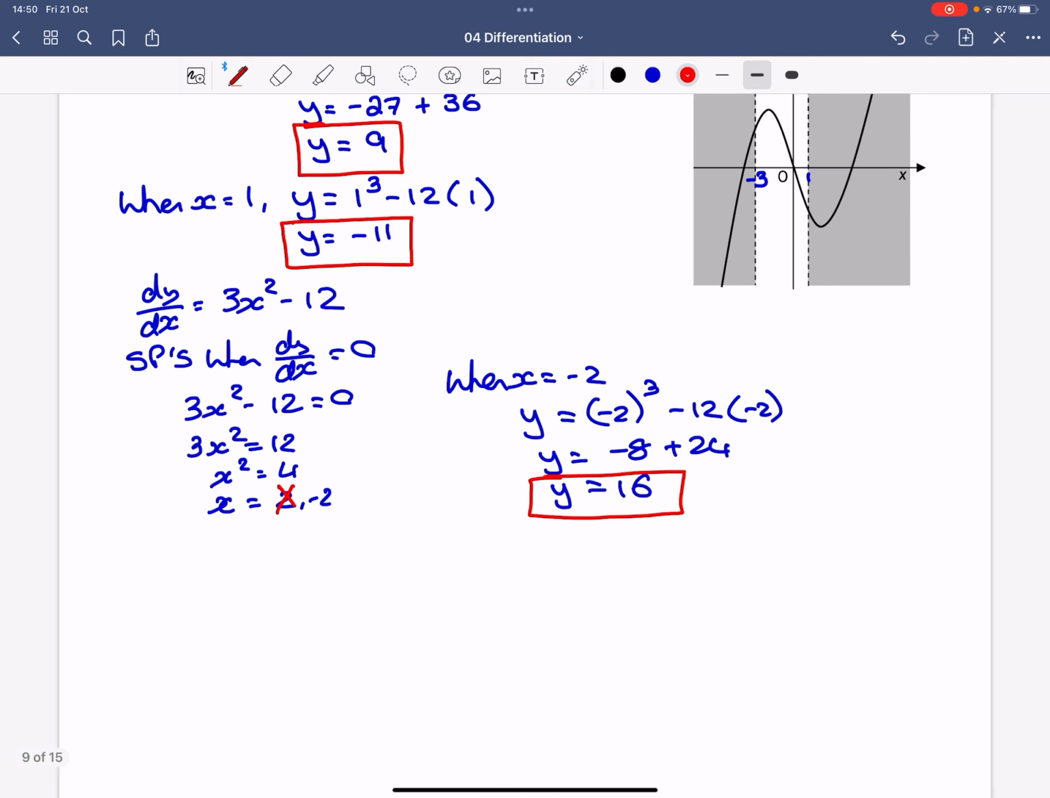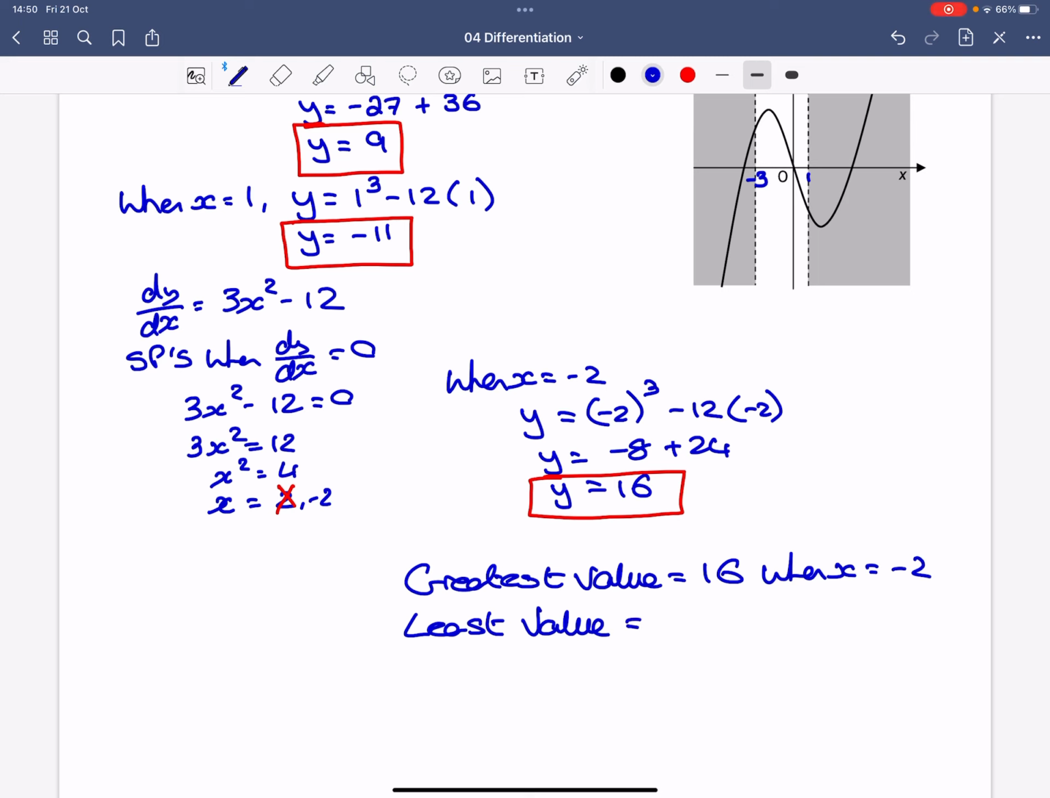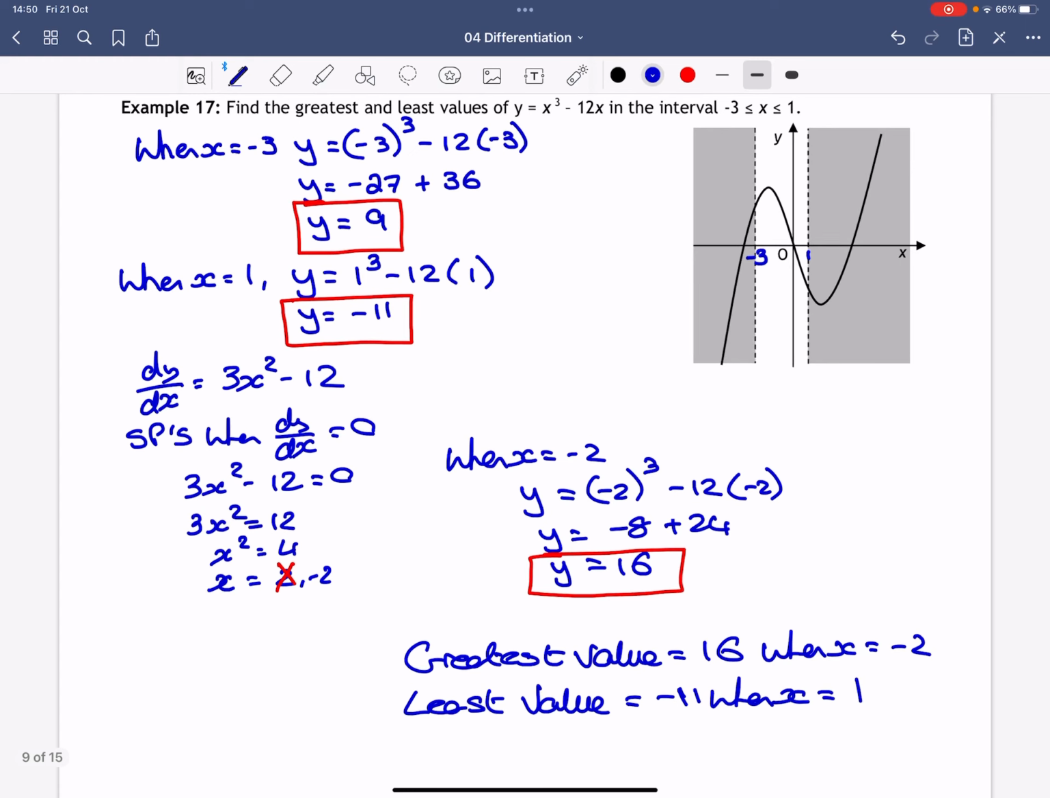So the greatest one is the biggest y value. So the greatest value is 16, and that's when x is equal to minus 2. The least value is the smallest number, so the least value is minus 11, and that occurs whenever x is equal to 1. And if you look at the diagram, that makes sense. Our biggest value is the turning point in that range, that's this point here. The least value is the end point, and that occurs here.